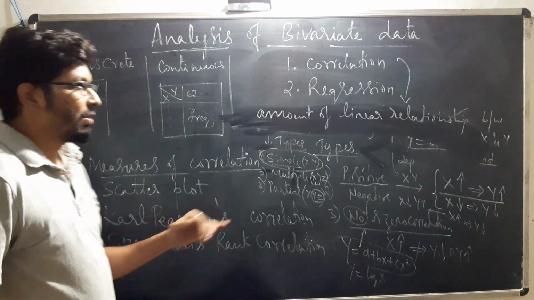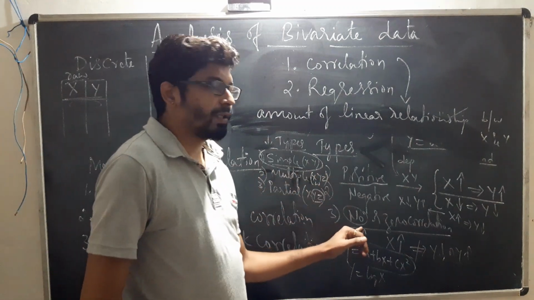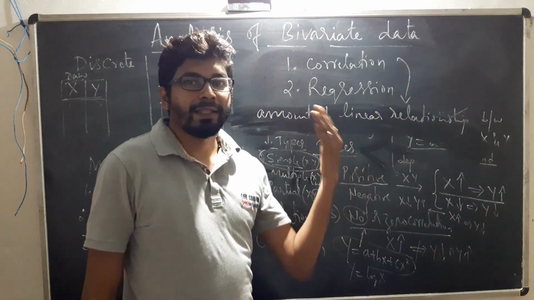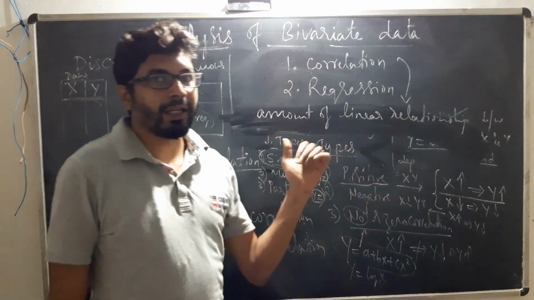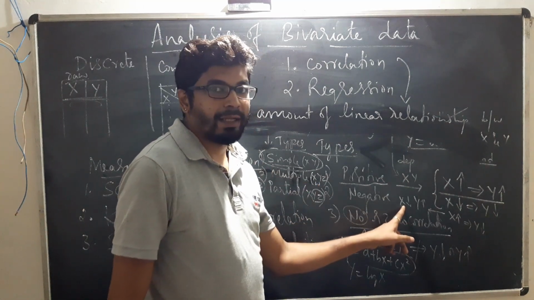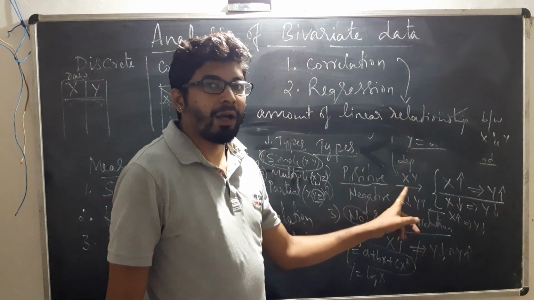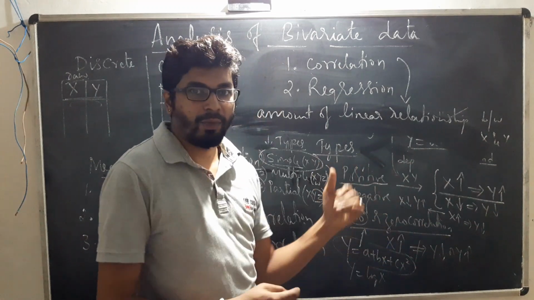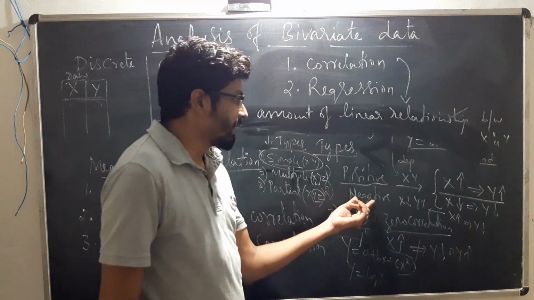So types of correlation: positive correlation, negative correlation, no or zero correlation. What is positive correlation? Increase in x leads to increase in y, or decrease in x leads to decrease in y. Negative correlation: an increase in x will lead to decrease in y, or a decrease in x will lead to increase in y. That is, x and y are in the opposite direction. Then we say correlation is negative.